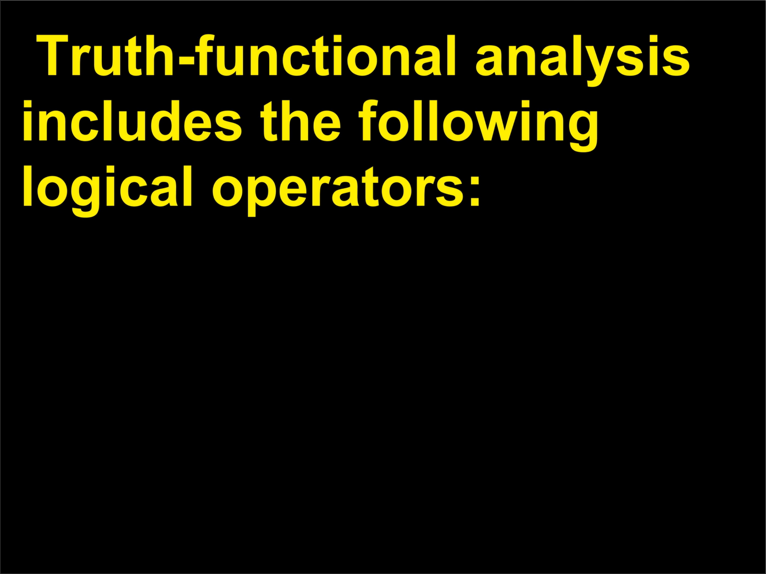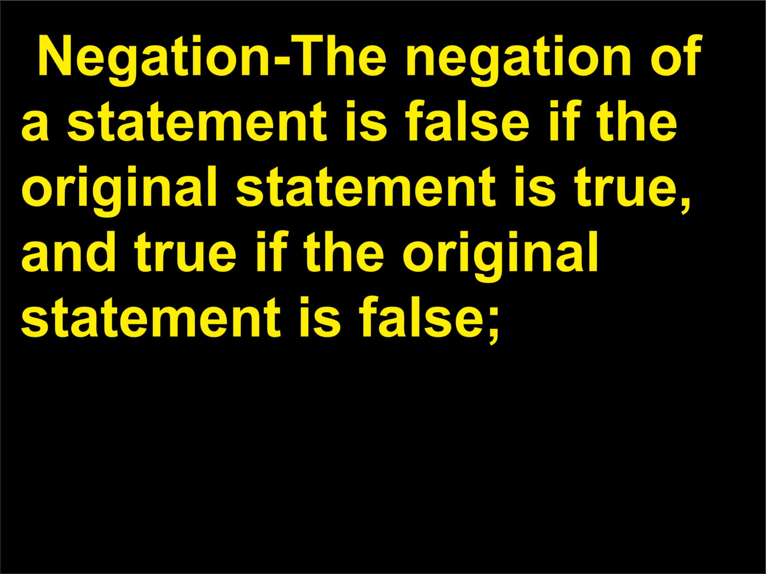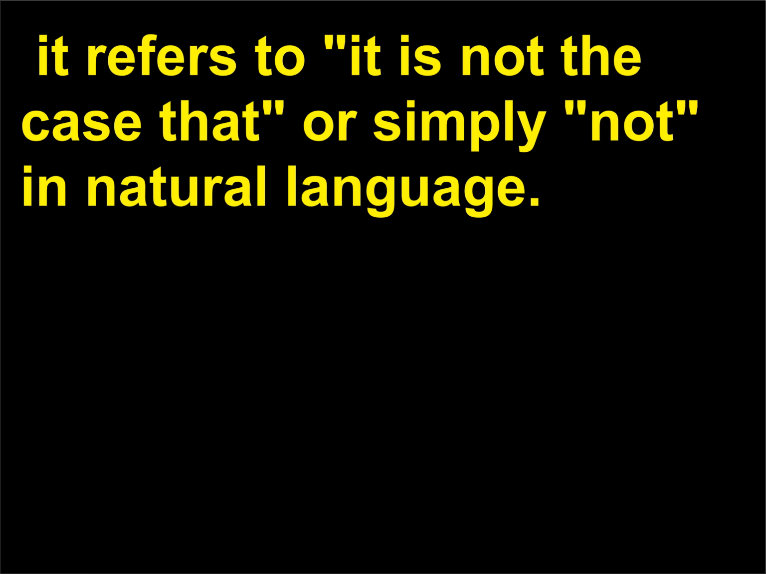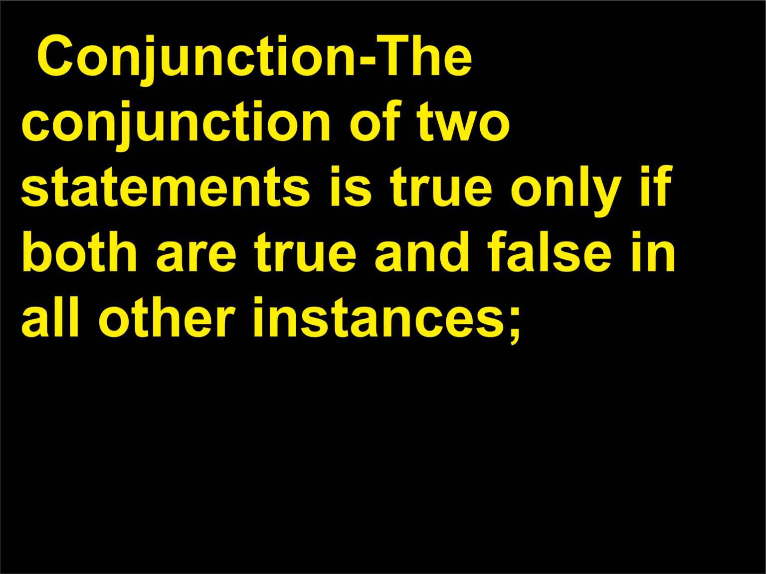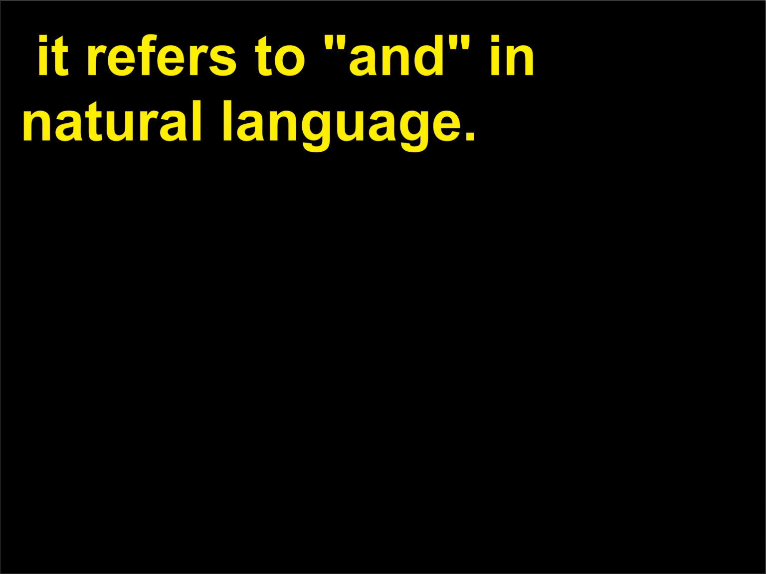Truth functional analysis includes the following logical operators. Negation. The negation of a statement is false if the original statement is true, and true if the original statement is false. It refers to "it is not the case that" or simply "not" in natural language. Conjunction. The conjunction of two statements is true only if both are true and false in all other instances. It refers to "and" in natural language.